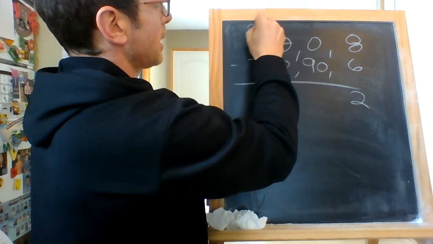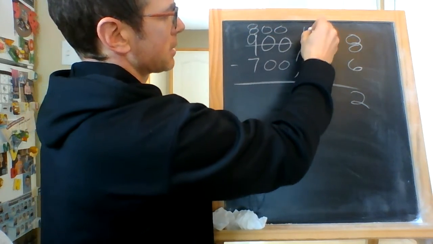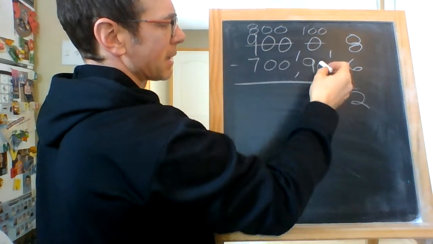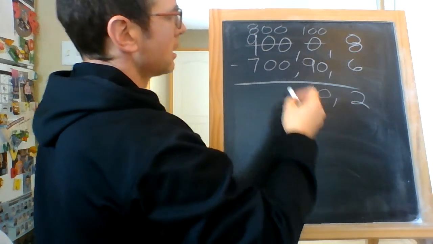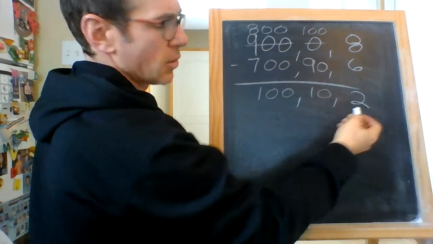I'm going to take this, I'm going to make it 800. And then I'm going to put that 100 in the tens place. 100 plus 0 is 100, so that works good there. Now I have 100 minus 90, and that's 10. Okay, now I have 800 minus 700. There's 100, 110, and 2.